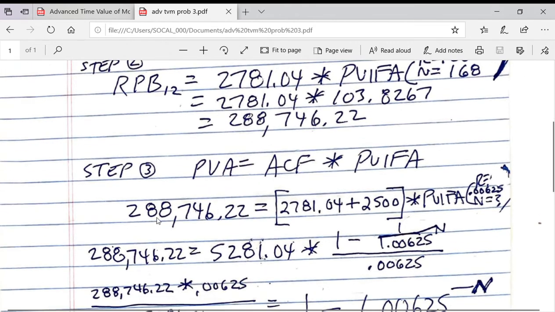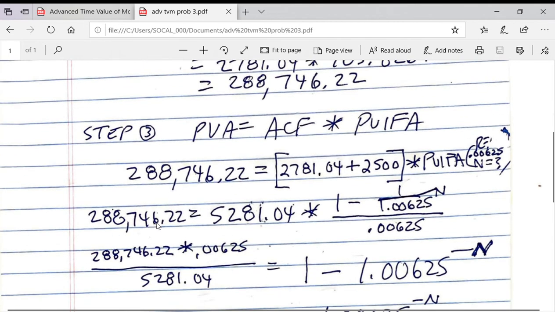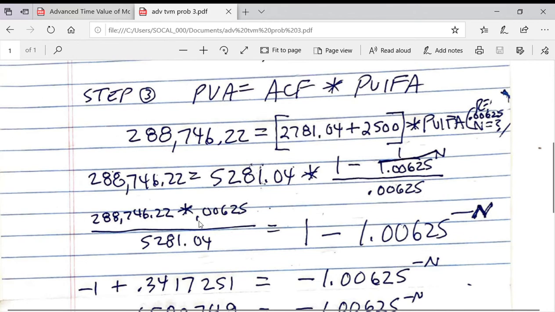So here we have the remaining principal balance at date 12, $288,746.22, is equal to the new annuity cash flow, which is the $2781.04 plus this $2,500 principal reduction payment, times the PVIFA, where R is still 0.00625, and N is what we're solving for. And so therefore we have $288,746.22 is equal to $5281.04 times this PVIFA, 1 minus 1 over 1.00625 to the n power divided by 0.00625.